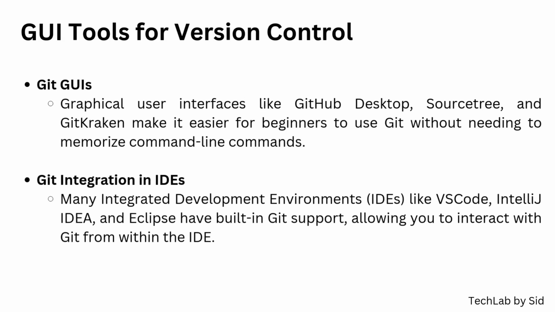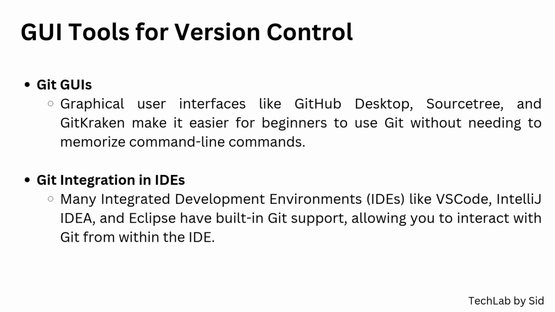GUI Tools for Version Control. Git GUIs. Graphical user interfaces such as GitHub Desktop, SourceTree, and GitKraken simplify Git usage, especially for beginners. These tools provide a visual interface for performing Git operations like committing, branching, and merging, eliminating the need to memorize command-line commands.